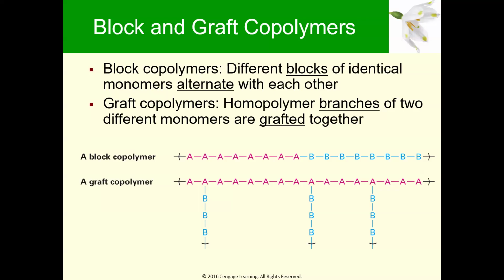So graft copolymers are homopolymer branches of two different monomers grafted together. The idea here is if you had a monomer type that was maybe unsaturated, and you could react that unsaturated part with something else, you could incorporate a different string of monomer units into it. And we would call that a graft copolymer. So again, we don't get into much detail here. Really what I'm looking for is, can you recognize these different polymer types if you see them?